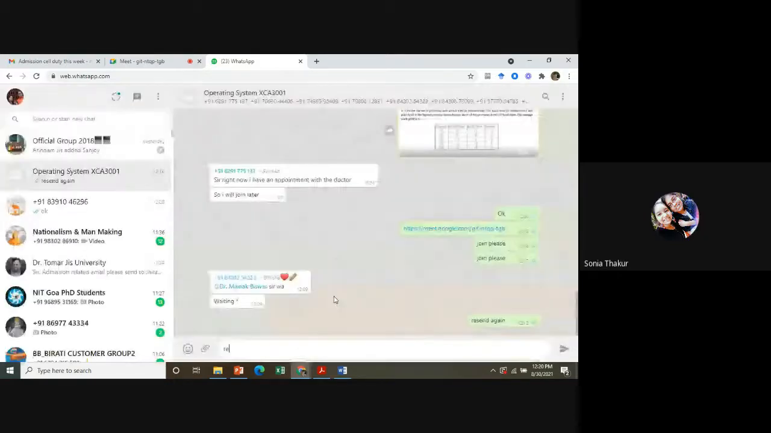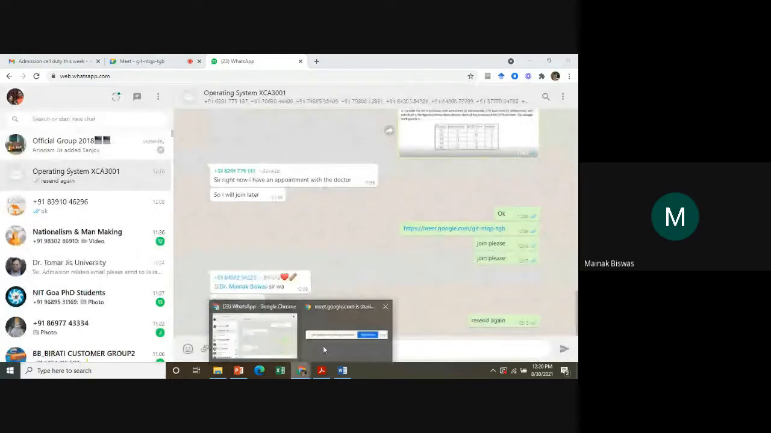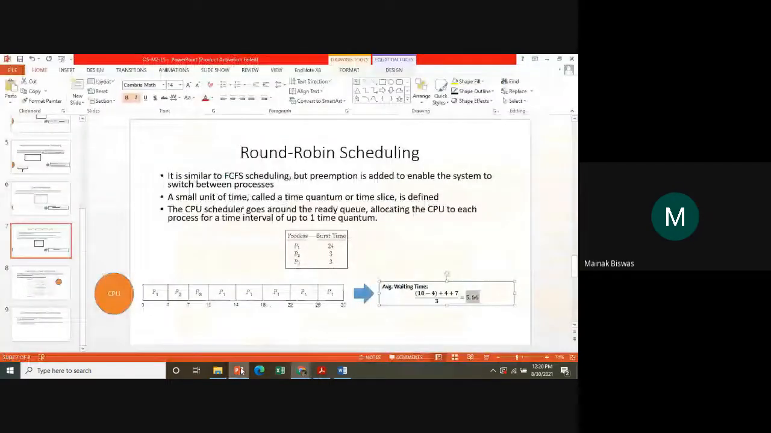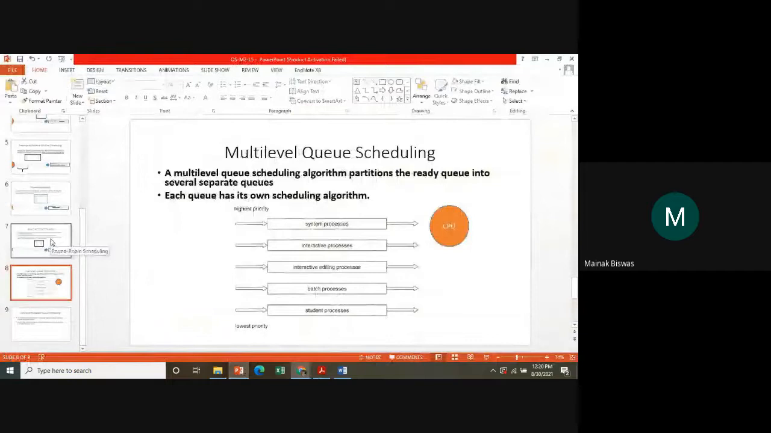Okay, sir. Okay, fine. So now, this is the second last algorithm, that is the multi-level queue scheduling. In the operating system, not only user processes but multiple other processes execute in the system. So there are system processes, interactive processes, interactive editing processes, batch processes, and student processes. The operating system processes have the highest priority over all other processes.